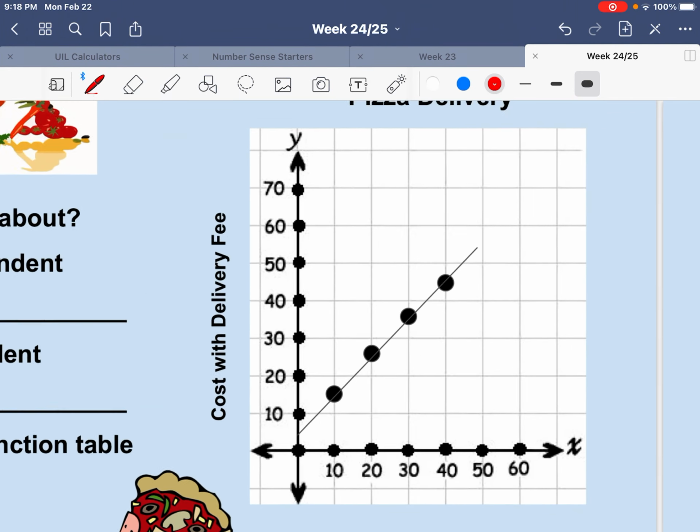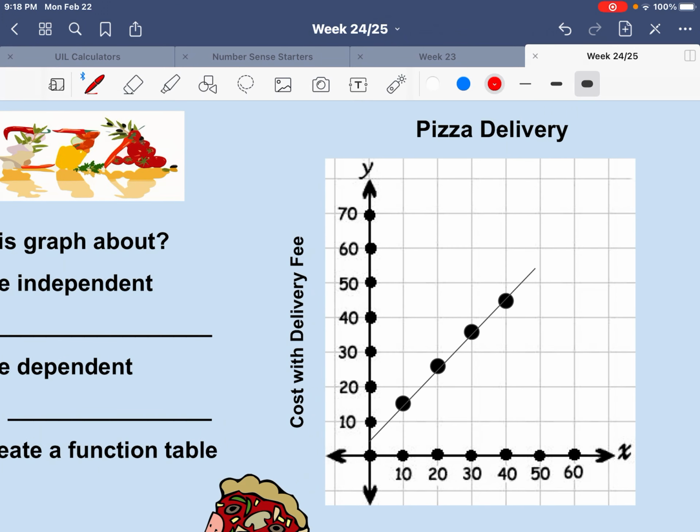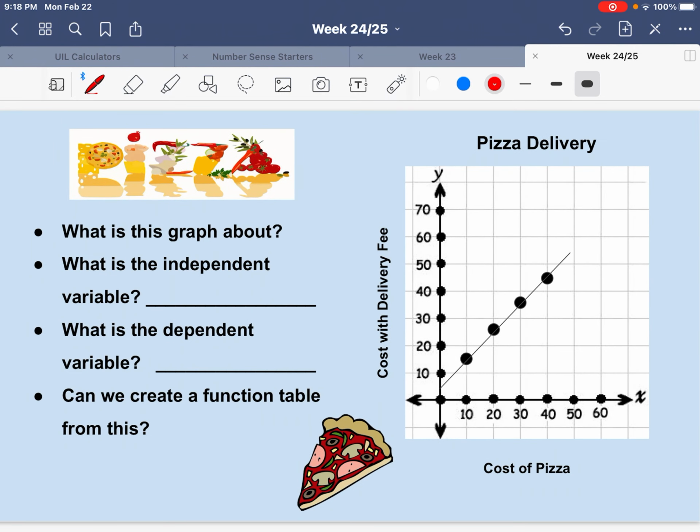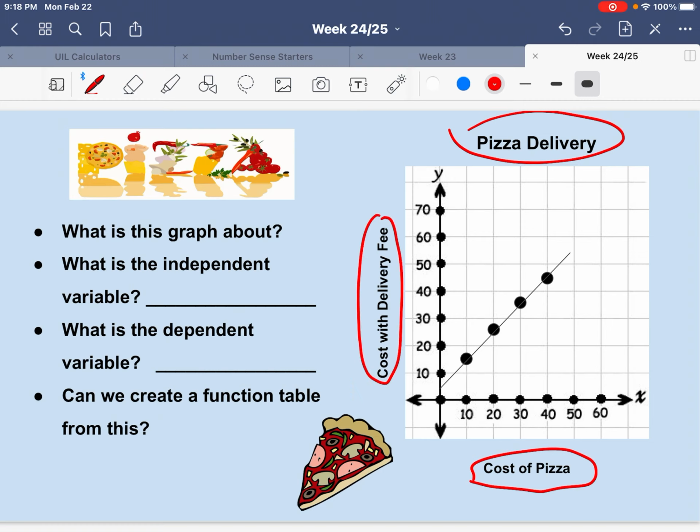Let's look at another graph. Here, this one is about pizza delivery. What is this graph about? Pizza delivery. The bottom, the X horizontal axis, is the cost of the pizza. The Y vertical axis is the cost with the delivery fee. And you can see these points on the line. And of course there is a line through them, so there's points in between them.